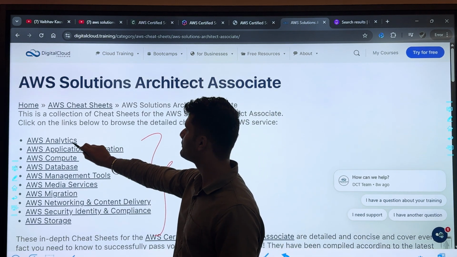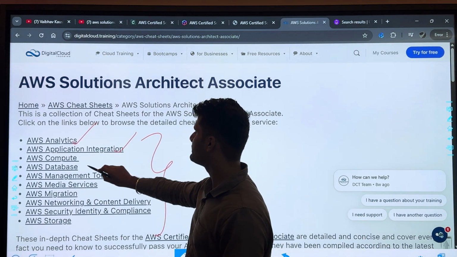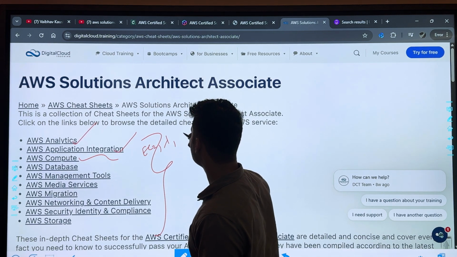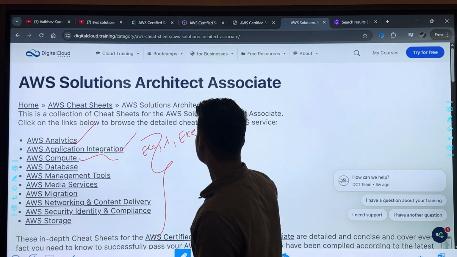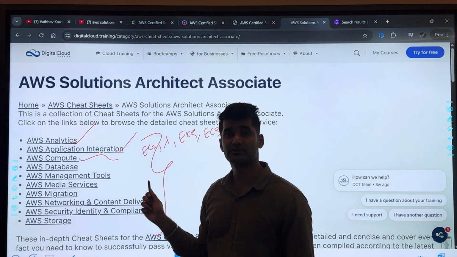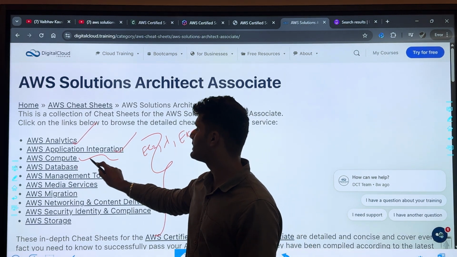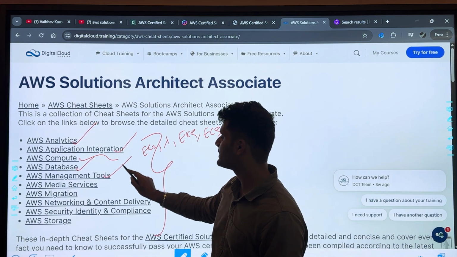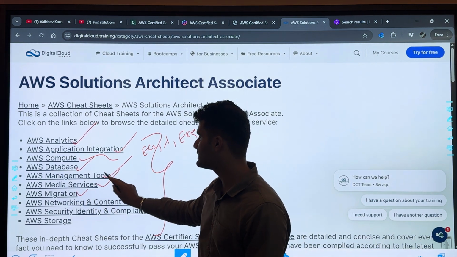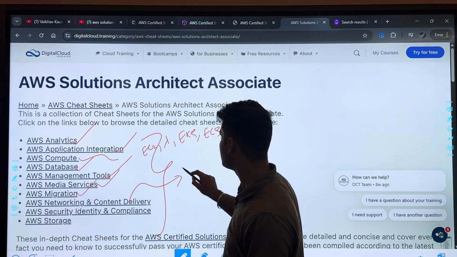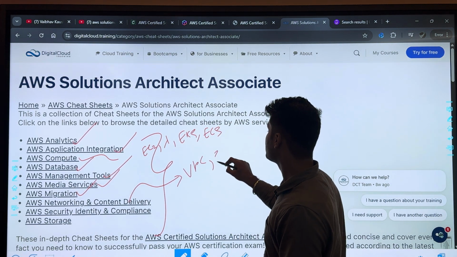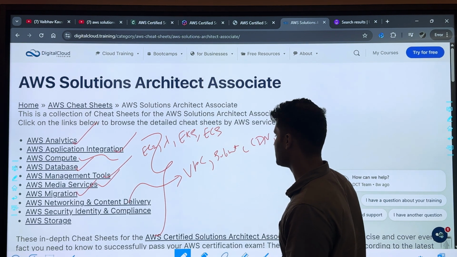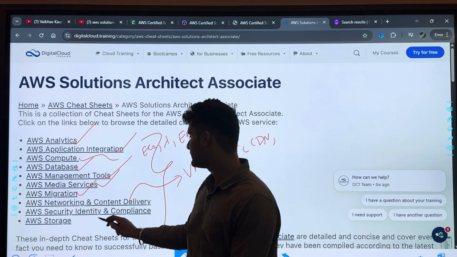For example, in this, you will learn about analytics, then application integration, then compute. In compute, you will learn about EC2, Lambda, EKS, ECS. These are the compute services from AWS. Then you have the databases like RDS, DynamoDB, Aurora, then AWS management tools, media services, migration, networking and content delivery, where you will learn about VPC, subnet, CDNs, etc. Then you have the security, identity and compliance.